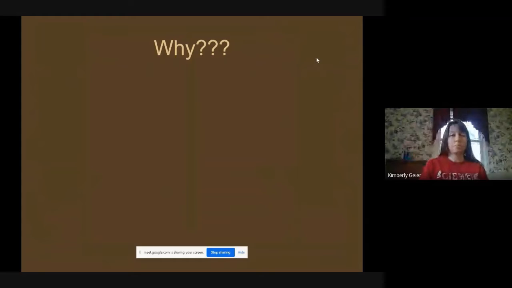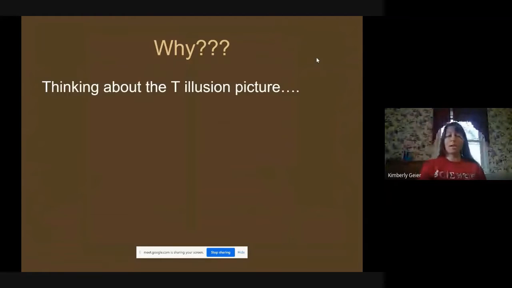So why? Let's start asking some of these questions. Let's look at the T illusion picture just because it's the simplest. And I even can write a letter T.